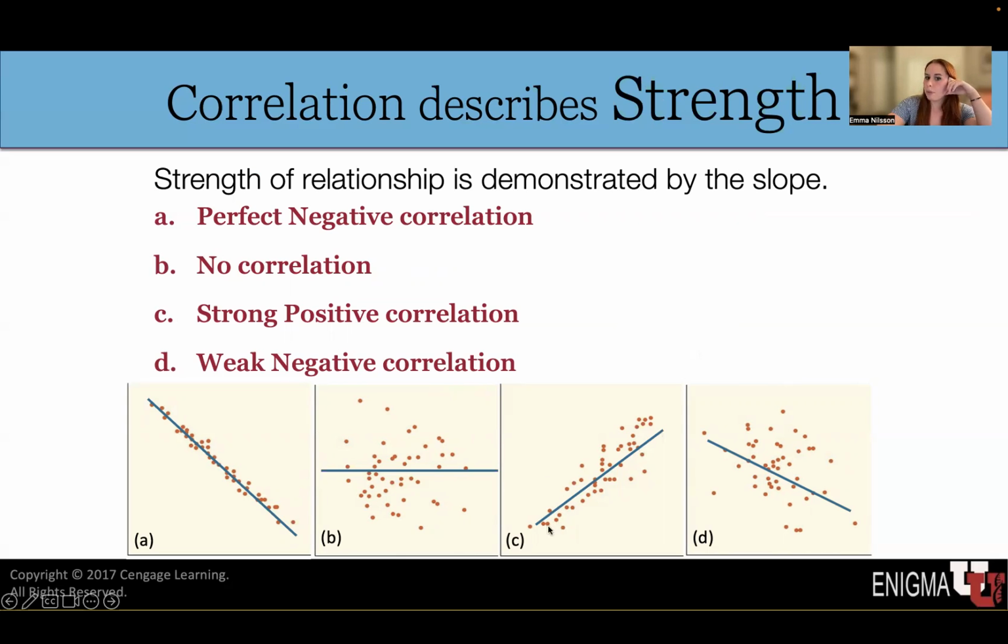This is a strong positive correlation because, as we can see, it's going up, so it's positive. As one variable increases, so does the other. But it's not a perfect positive correlation. If it were, the line would look more like this, a perfect diagonal. And this is a negative correlation, but a weak negative correlation. The slope is closer to zero than it is to this perfect correlation here.